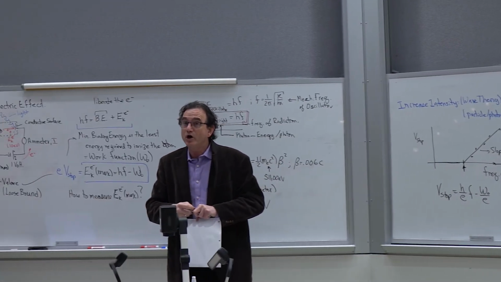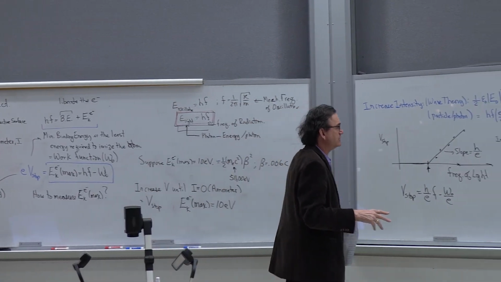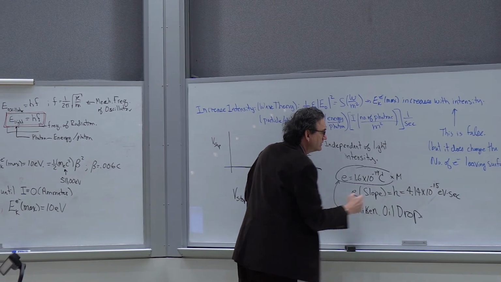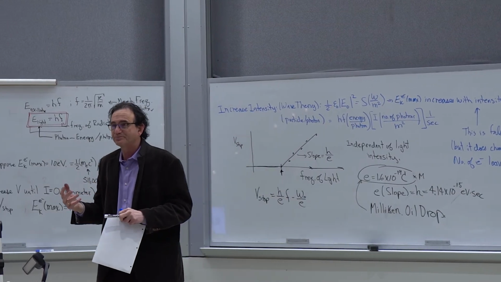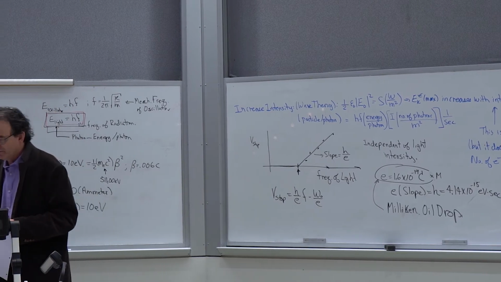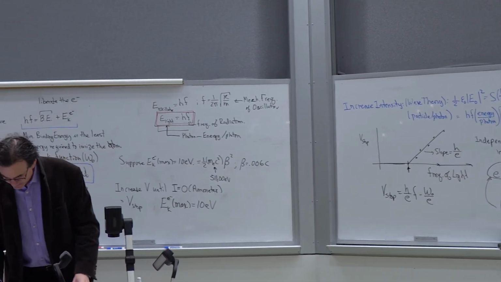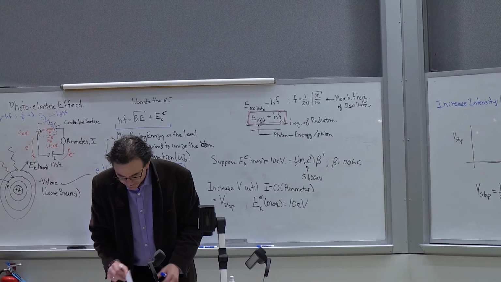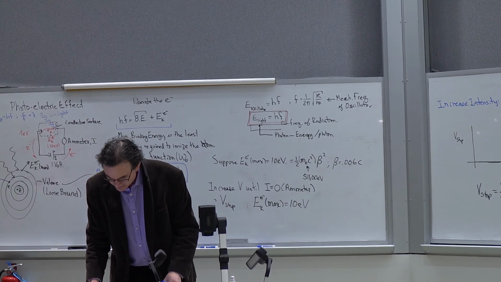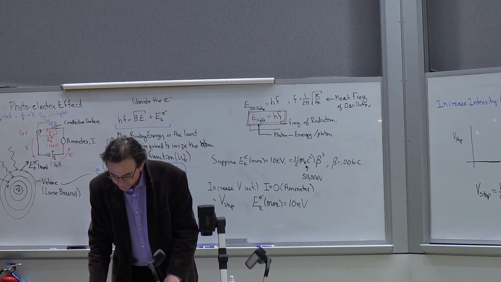Anyway, once we know that, then I can take this slope, multiply by e, and I can solve for Planck's constant. That was the goal of the story. Okay. So, let me make sure I didn't leave something out here. Any other questions on that?